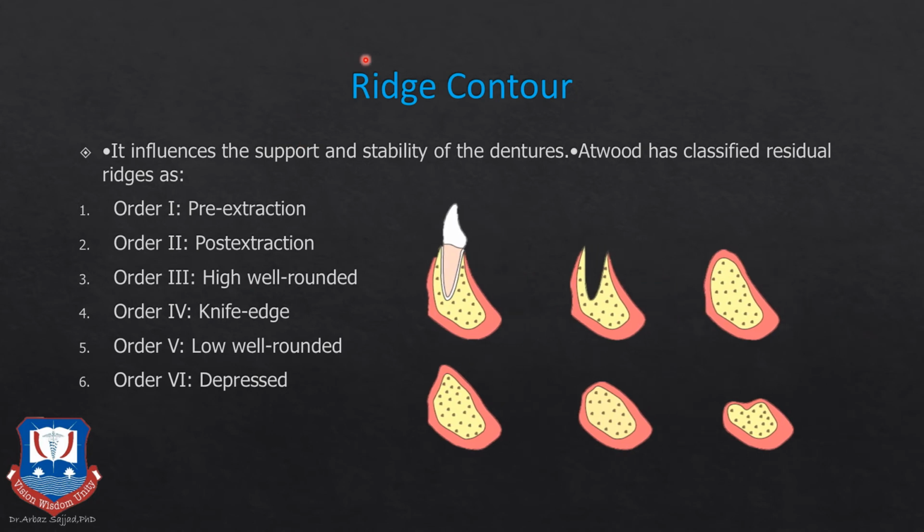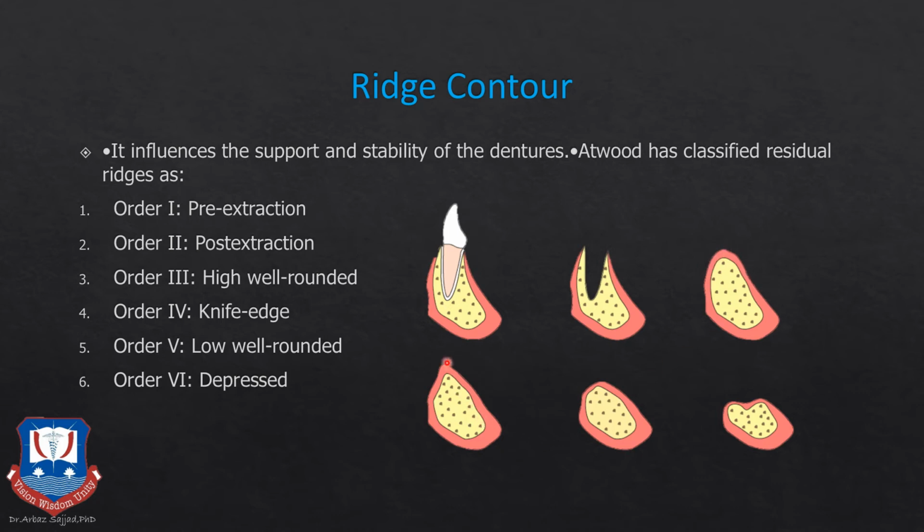Now coming to the ridge contour. Ridge contour will ultimately influence the retention and the stability of the denture. Class 1 is pre-extraction, that is, before extraction, what is the ridge form. Class 2 is immediate post-extraction. Class 3 is high well-rounded ridges. These are ideal for denture retention as well as stability.